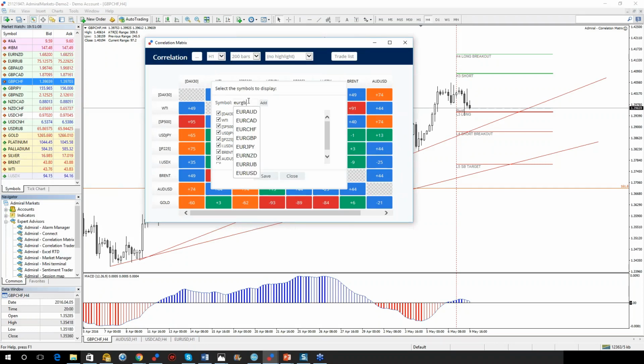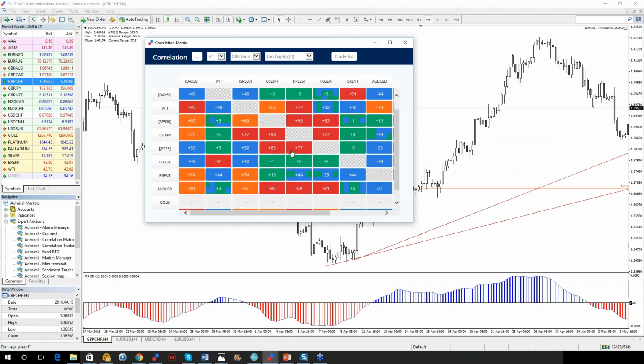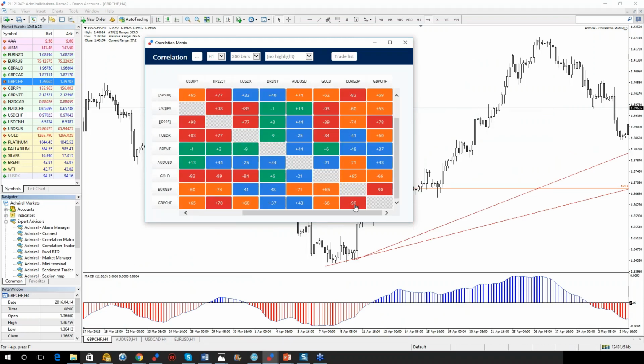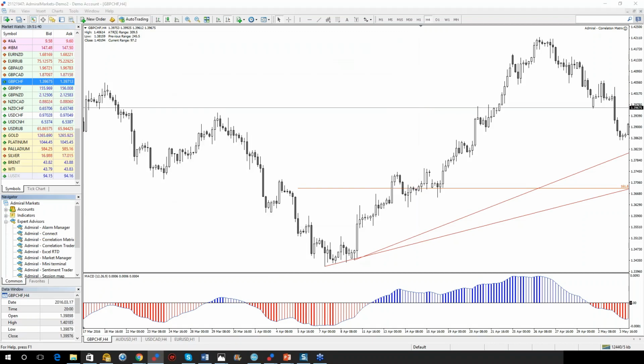Let's see. Yeah, minus 90, complete opposite movement. So this is good, spot on, Ilya, very good observation. So you see now why these webinars are useful. You are just getting accustomed and learning a bit about the correlation matrix. That is very good stuff that definitely helps your trading. So guys, very, very useful tool indeed.